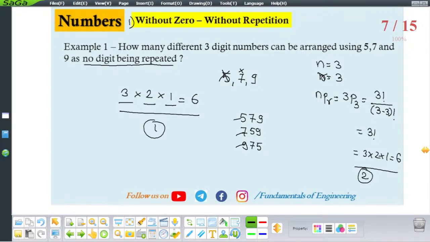Hope you are getting all the points. We are solving the numericals. We already discussed the definition and the types of numericals. Now we are discussing the numericals.